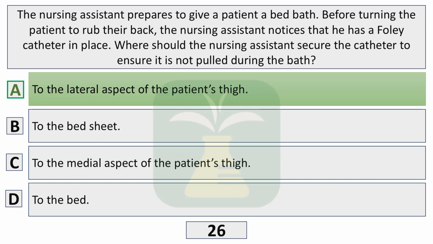Correct answer. A. To the lateral aspect of the patient's thigh. Securing the catheter to the lateral aspect of the patient's thigh ensures it cannot be painfully pulled during the bath.